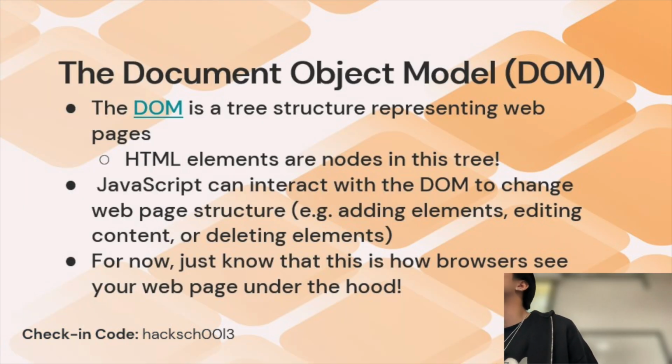Let's go over the document object model, which is the DOM. The DOM is a tree structure representing web pages, and inside the tree there will be HTML elements like nodes. If you don't know what nodes are, the picture in the next slide will explain it a little better. For now, just know that JavaScript can interact with the DOM to change the web page structure, like adding elements, editing the content, or deleting elements.